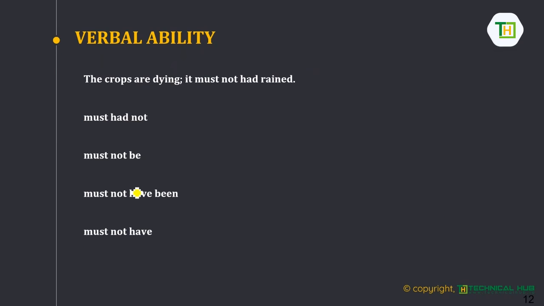Next one. The crops are dying. This is crops, not cops, because I read it as cops. The crops are dying. It must not had rained. It must had not is a mistake. It must not be cannot be used. It must not have been is a wrong statement. It must not have rained is the correct one. Must and not is the correct way, and have rained.